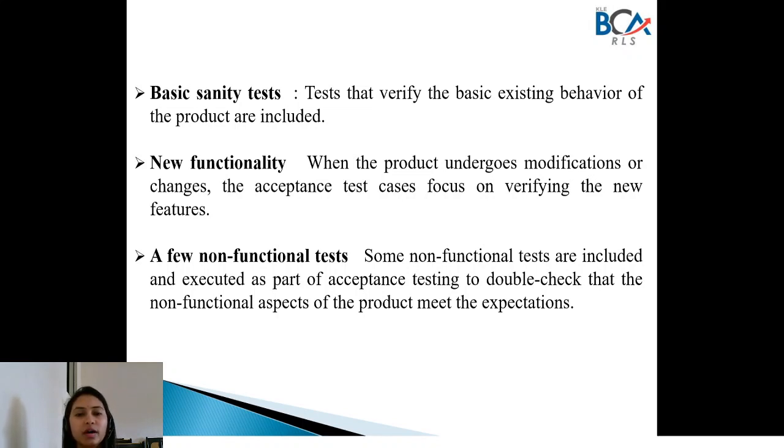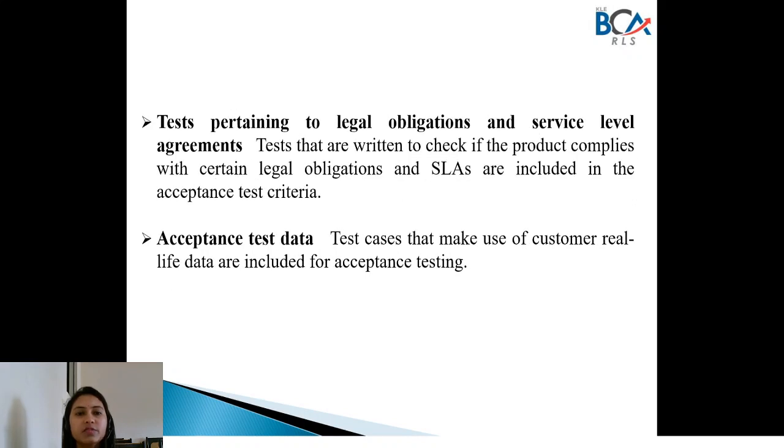just to double check whether the non-functional aspects of the product are meeting the expectations or not. It can be your application working on 8 GB RAM, or working on different operating systems or not. These are all the non-functional tests which are done in the acceptance testing. Next, tests pertaining to legal obligations and service level agreements. Tests that are written to check if the product complies with certain legal obligations and service level agreements are also included in the acceptance test criteria.